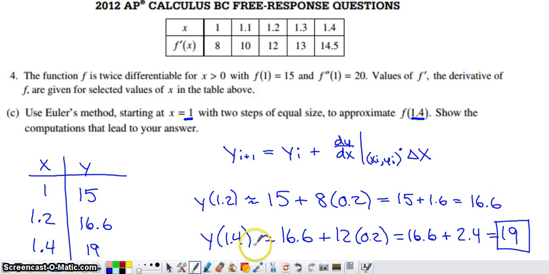And then you want to estimate what the y value is that corresponds to the x of 1.4. So you're just going one more round of Euler's method here, and you're going to begin with the previous y of 16.6. You're going to add on to that the slope of the tangent line at the previous ordered pair, and that would correspond to using 12 from the table. Delta x still 0.2, do the arithmetic, and you get 19 for your estimate of f of 1.4 using Euler's method.